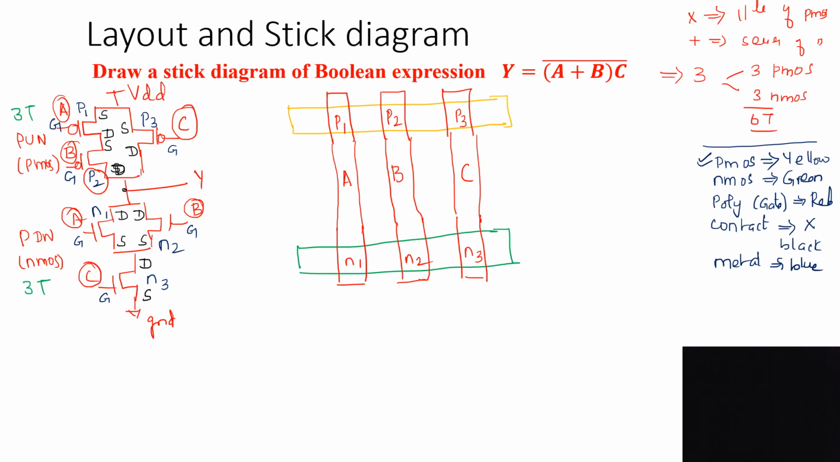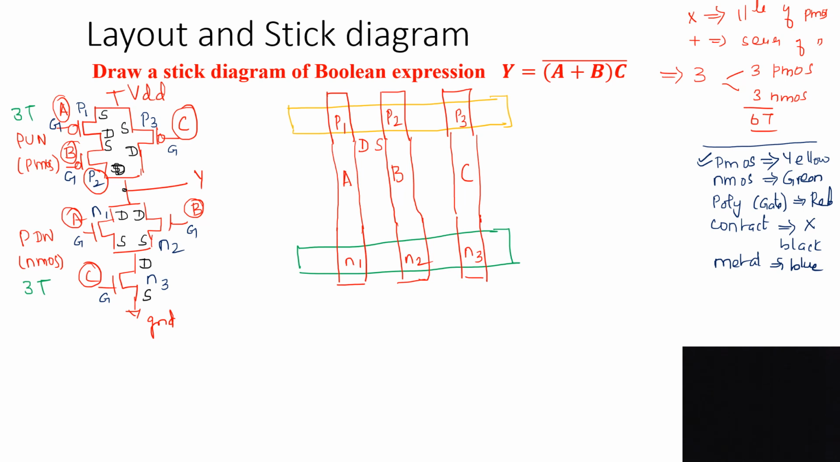First I have to place the terminals in the layout diagram. Layout is nothing but a physical diagram. In an IC you have this kind of structure only. So here, what is the relationship between P1 and P2? First of all we have to know. Here P1 and P2: P1 drain is connected to P2 source. So P1 drain is connected to P2 source. So I have marked it here.